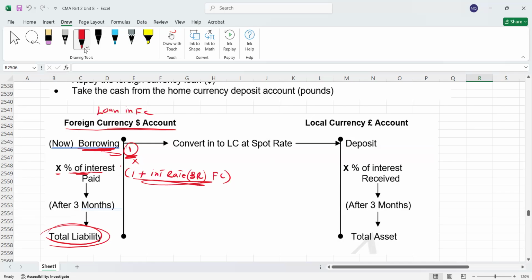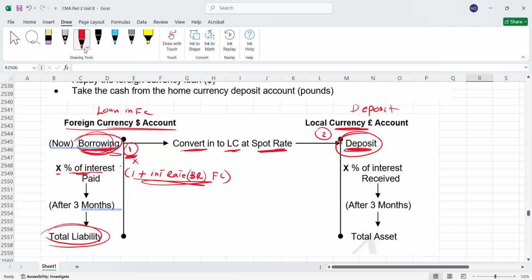Then guys, we know this borrowing which you have already borrowed in the foreign currency, you have already converted into local currency at spot rate, right? So this amount you will deposit, right? Because this borrowing you have converted into local currency in step number two. So this is what is your deposit now in the local currency. And don't forget in local currency, we have a deposit under receipt cases.